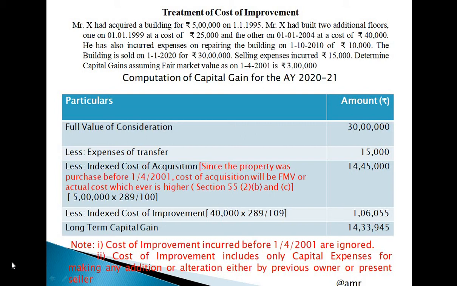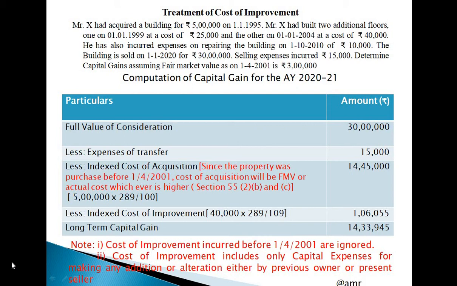It says that Mr. X had acquired a building for rupees 5 lakhs on 1/1/1995. Then Mr. X had built two additional floors, one on 1/1/1999 at a cost of 25,000 and the other on 1/1/2004 at a cost of rupees 40,000. Then he had also incurred expenses on repairing the building on 1/10/2010 of rupees 10,000. The building is sold on 1/1/2020 for rupees 30 lakhs and there is a selling expense of rupees 15,000, in which you have to determine the capital gains assuming the fair market value as on 1/4/2001 is rupees 3 lakhs.